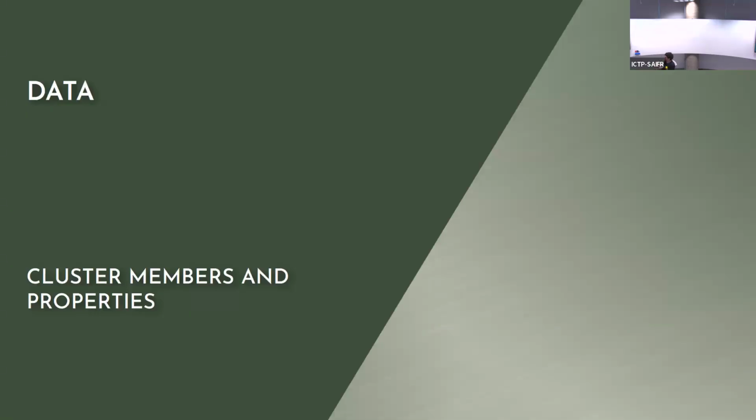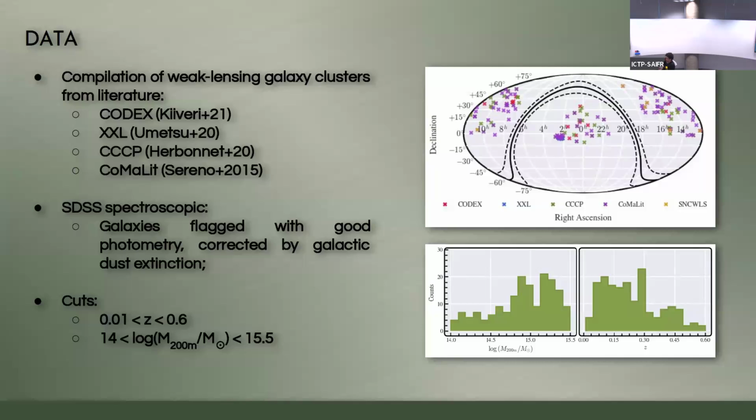So this is, really fast, about the data that I use. I compiled some tables of clusters with weak lensing and mass measurements because I want the mass, and weak lensing is a good way to get mass because we don't have to make assumptions about the dynamical state of the cluster. So I chose these ones. I'm using Cortex, XXL, CCCP, and the Comality. And for the cluster itself, I use the SDSS structure. And I applied some cuts. I only take clusters in this range of redshift and in this range of mass.